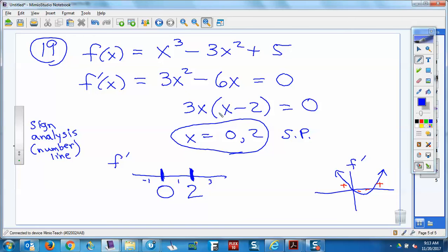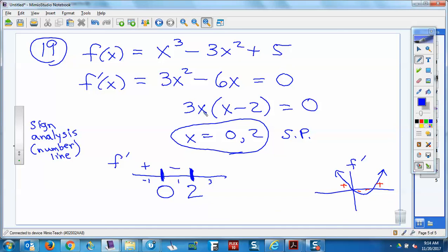Sometimes that's easy. So I'll put a -1 there, that's negative. -1 minus 2, that's negative. Negative times negative, positive. I don't care what value I get when I put in the -1. I only care if it's positive or negative. Now let's put a 1 in here. 3 times 1 is 3, that's positive. 1 minus 2, negative. Positive times negative, negative.